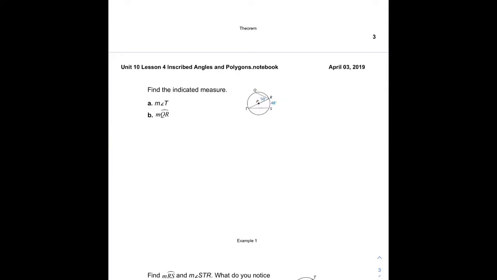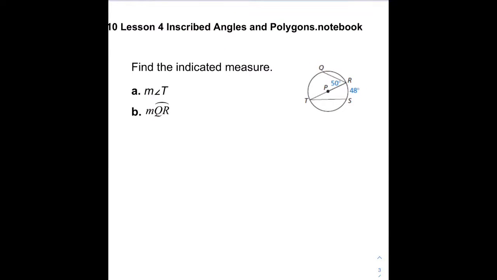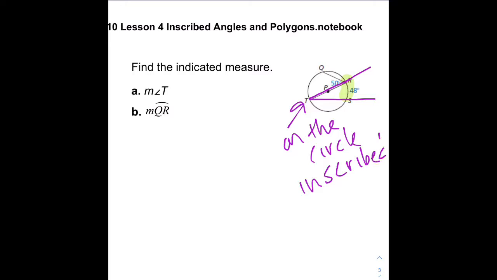All right, they want you to find the indicated measure. Hold on, having issues pinching. They want to know angle T. So this is what they want to know. If I extend it, this means that is the angle, and it creates the arc that's 48 degrees. But since the vertex T is on the circle, that means it is an inscribed angle. So that means it is half the arc. So half of 48 would give me 24 degrees.